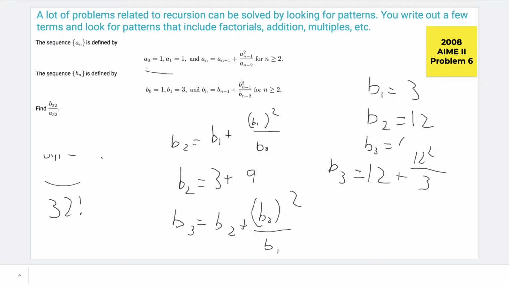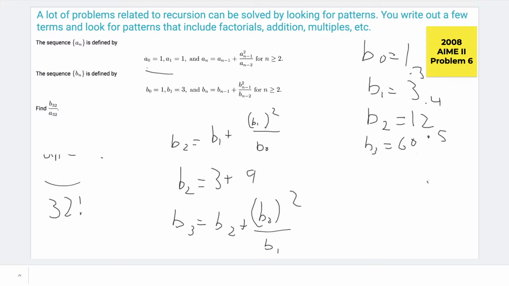Sometimes you should pause when you're using recursion and look for a pattern between the numbers you have. We also know that b of 0 equals 1. So how do you get to b of 1 equals 3? You multiply by 3. How about 3 to 12? You multiply by 4. How about 12 to 60? You multiply by 5. So this seems like a multiplication that keeps happening again and again, which seems similar to factorials.